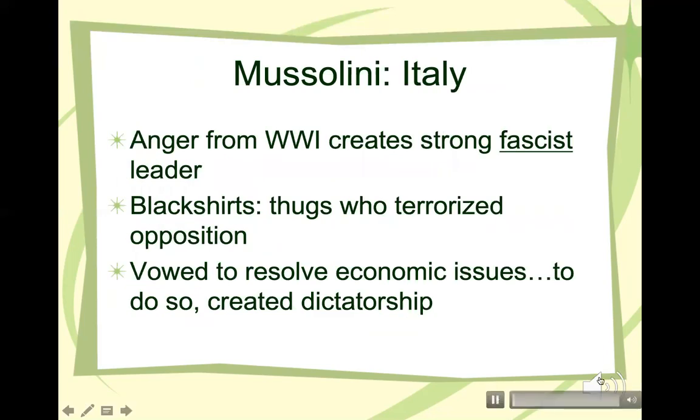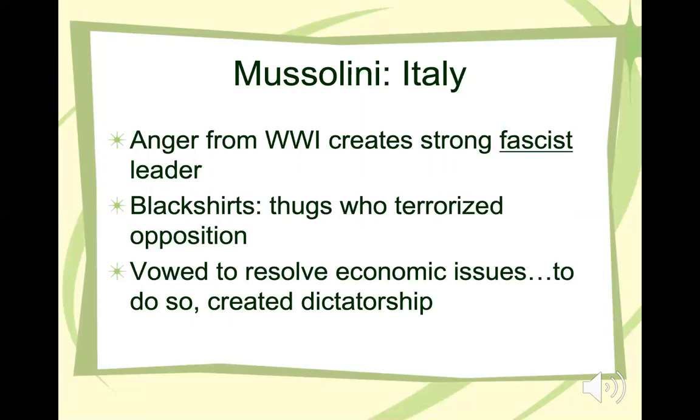The next dictator we're going to talk about is Mussolini from Italy. One thing we have to remember is to go back to the end of World War I. If you remember, Italy was one of the big four, the four main winning powers: the United States, France, Great Britain, and Italy. However, Italy did not get a lot out of the Treaty of Versailles, and this brought some resentment and anger to Italians.